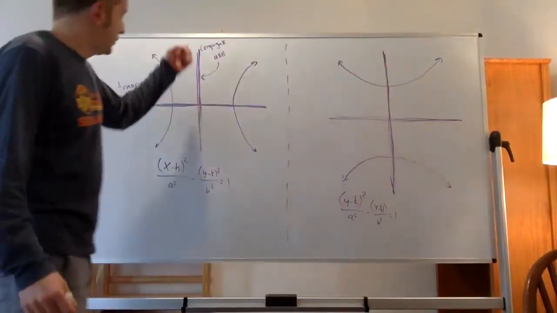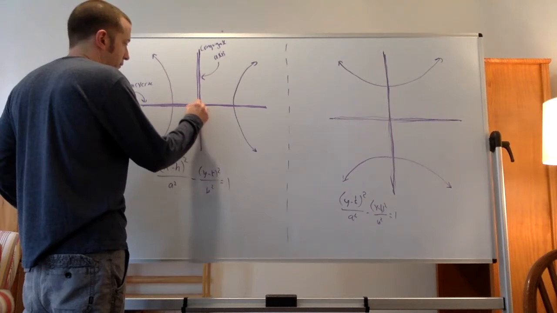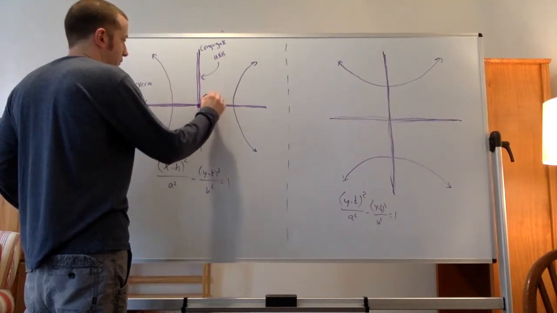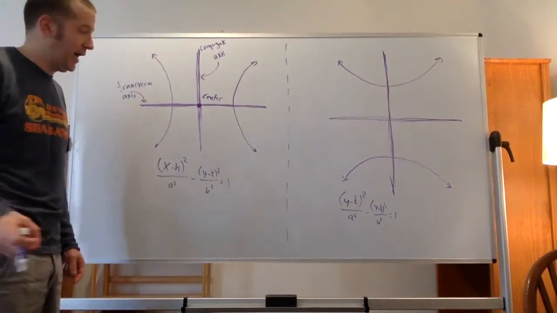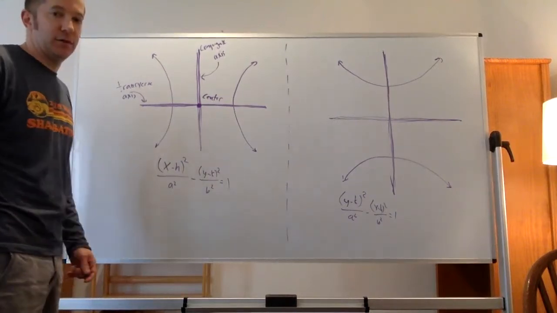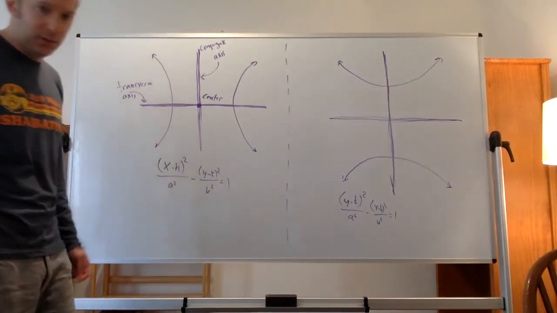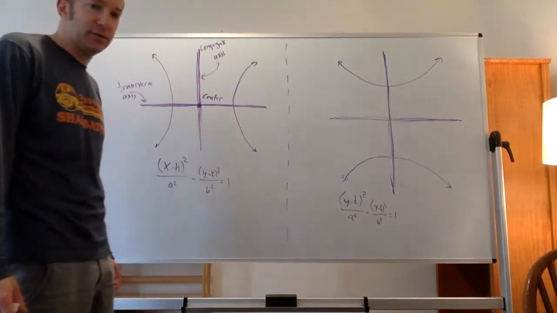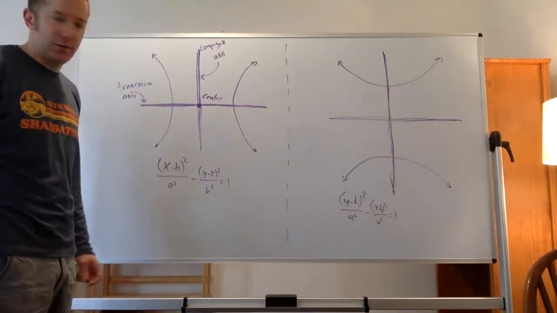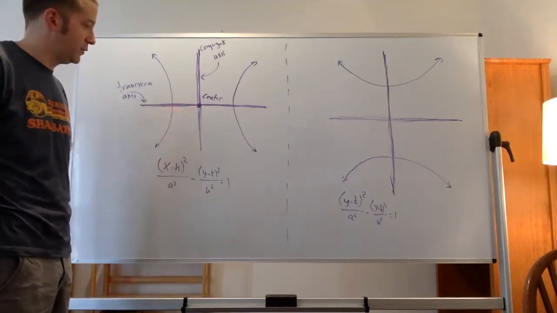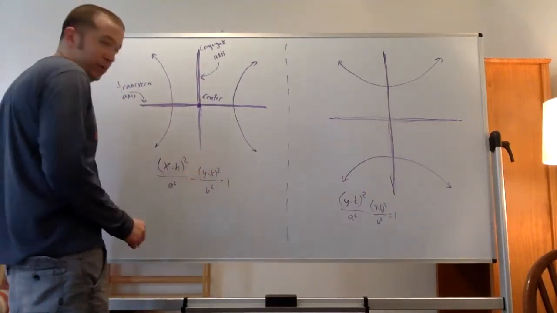The place where the conjugate and transverse axes intersect, right here, is called the center of the hyperbola. And for the ones I'm going to ask you to graph, the center is always going to be 0, 0. That's just going to make it easier. You'll get all the important points about graphing these things, but it makes writing the equation of the asymptotes a lot easier, so we're just going to worry about ones that are centered at 0, 0. For those, h and k will both be 0.